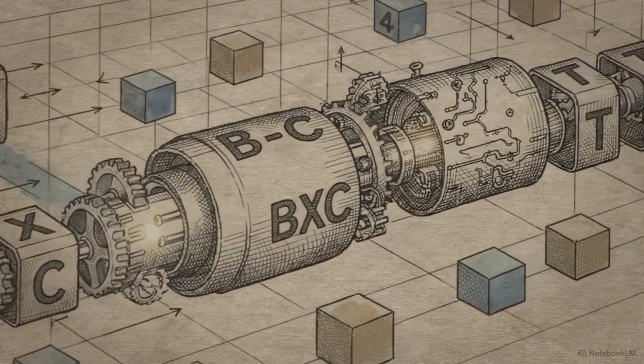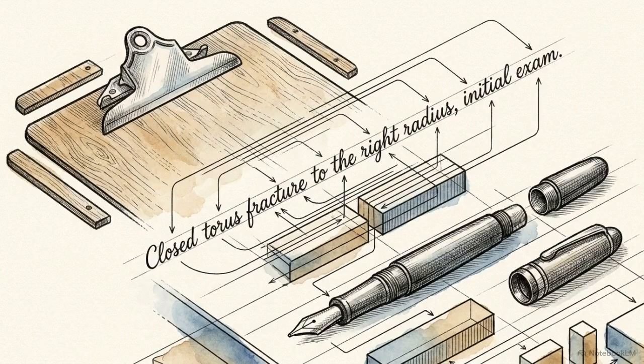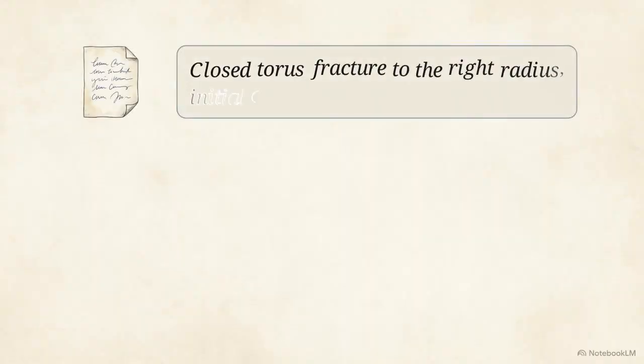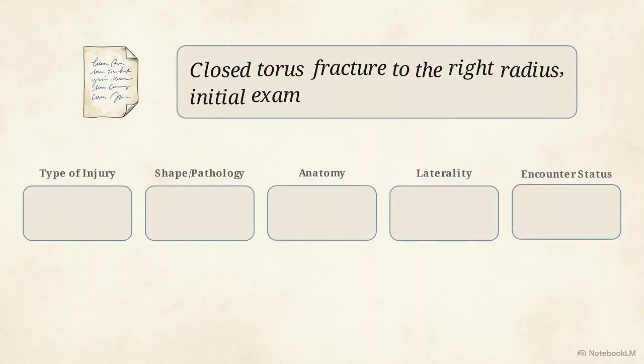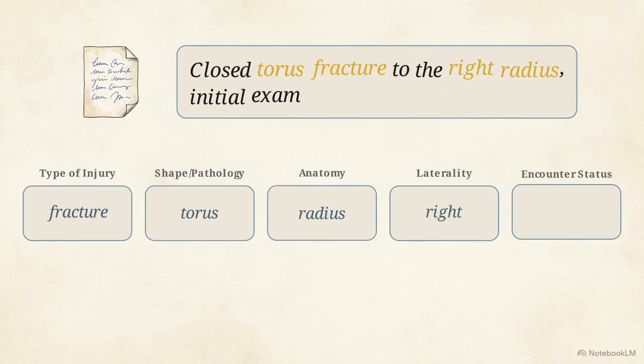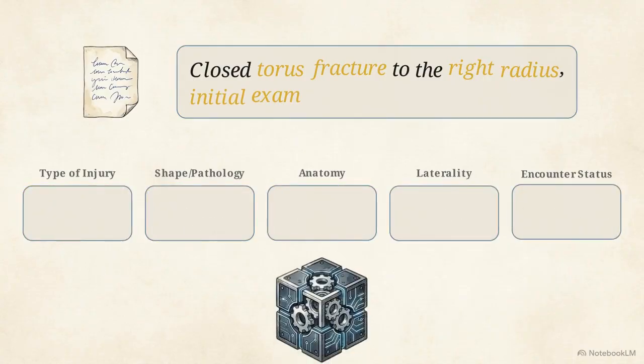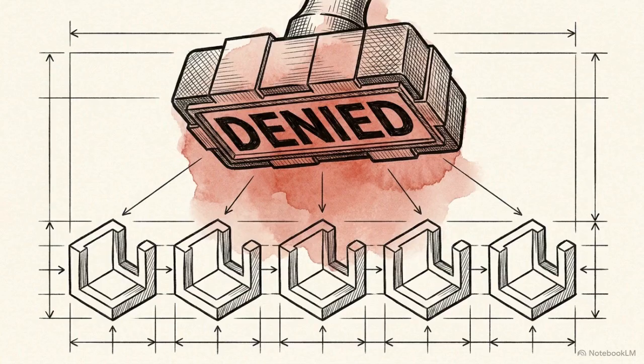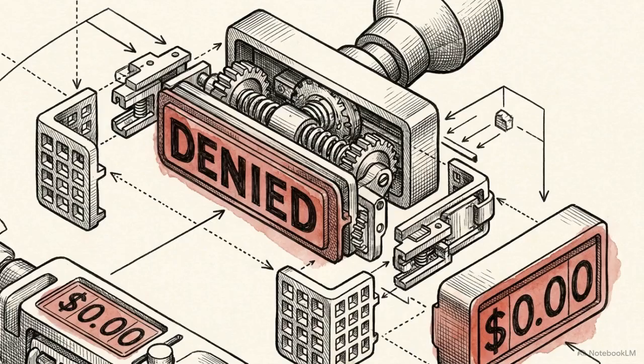case. Imagine a physician writes the following clinical note exactly like this: closed torus fracture to the right radius, initial exam. Trapped within that single sentence are all the distinct variables the machine requires: the type of injury, the specific shape of the bone buckling, the exact limb, the laterality of left versus right, and the current status of the patient's encounter. If these variables are not perfectly mapped into a machine-readable string, the insurance claim will be automatically denied, and the hospital will not be paid for the treatment.